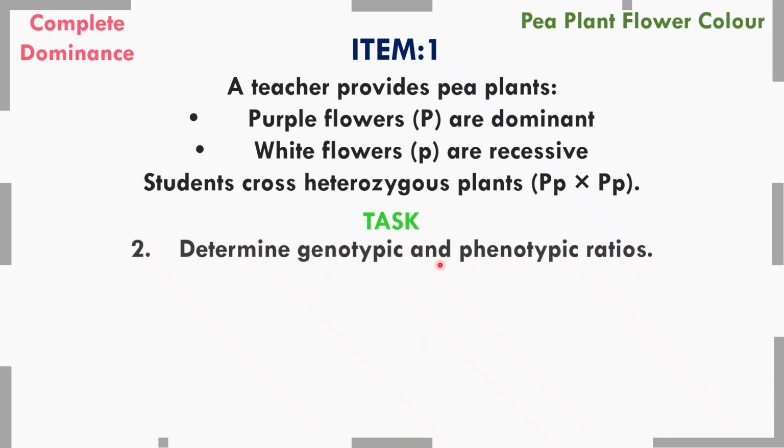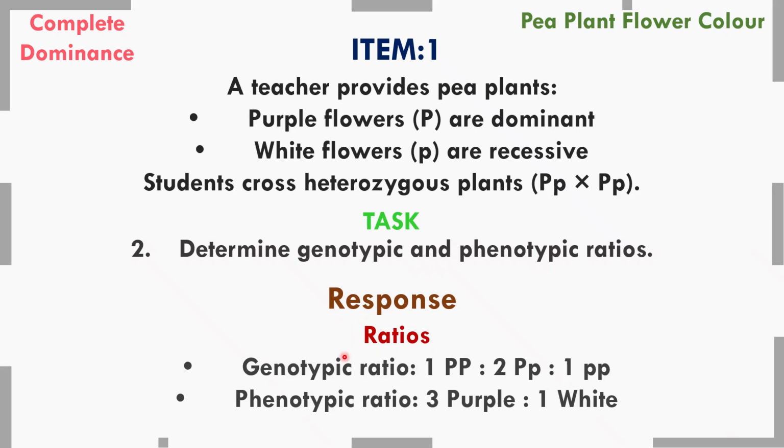Determine the genotypic and phenotypic ratios. The ratios. Genotypic ratio: 1 capital P capital P to 2 capital P small p to 1 small p small p. Phenotypic ratio: 3 purple to 1 white.